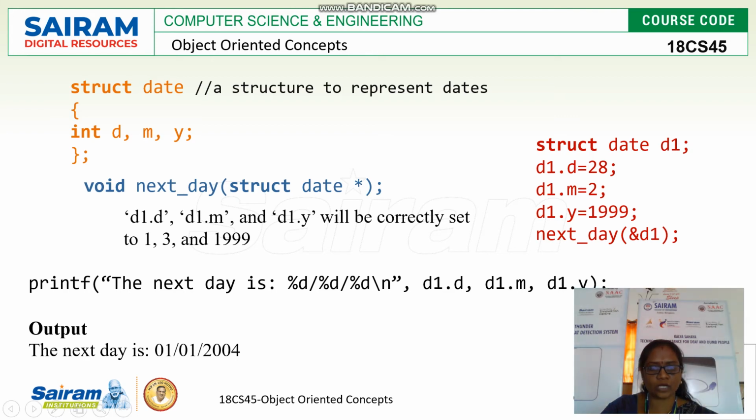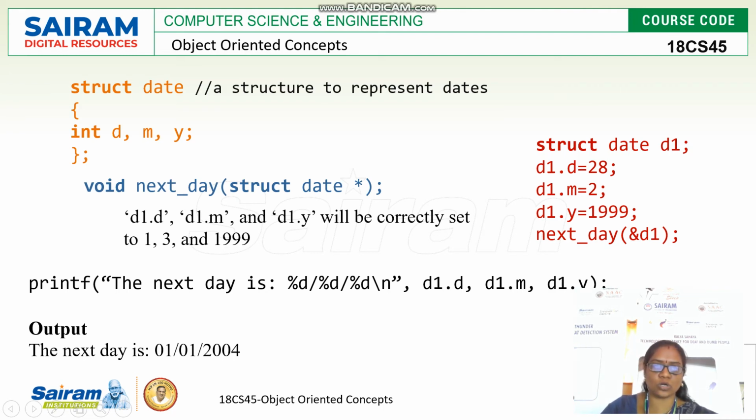Then when we are printing also, we can make use of the same structure variable for representing each member of one structure. So that is what is given here. Print of next day is equal to %d. Here we are displaying the date, month and year of one structure variable date. Right? It reduces the complexity also. That's why structure is called a powerful tool in C language.